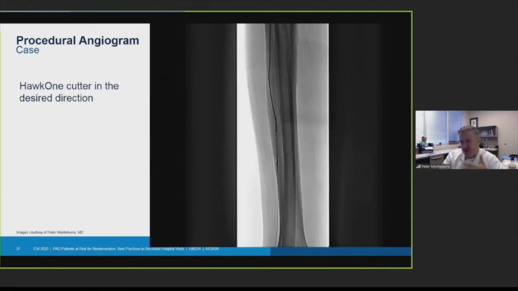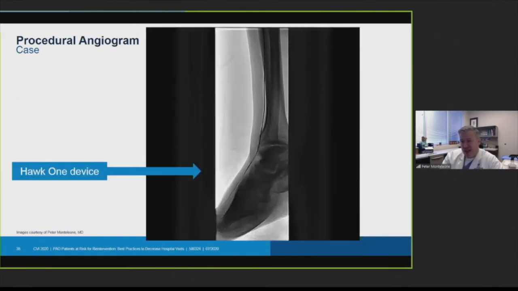In fact, we had no risk of distal embolization, similar to some other atherectomy devices that mandate distal embolization. And in this situation, the improved crossing of the actual HawkOne device allowed us to cut all the way down to the dorsalis pedis. There's 2 centimeters of distal wire beyond that HawkOne device, and yet that device passes smoothly.